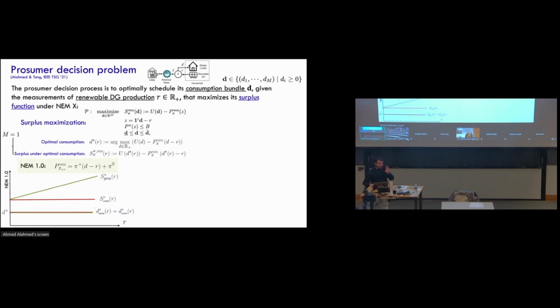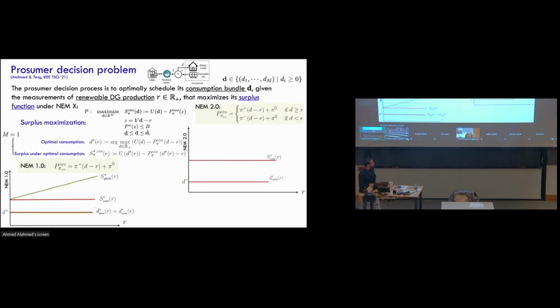Things get much more interesting under net metering 2. Under net metering 2 or 3, you have two prices, pi plus and pi minus, for buying and selling. I'm replotting what happens if you are a consumer, if you don't have solar. We found that the optimal consumption policy is a threshold policy. So you solve for two thresholds, D plus and D minus. Those two thresholds partition the range of the renewable output into three zones.